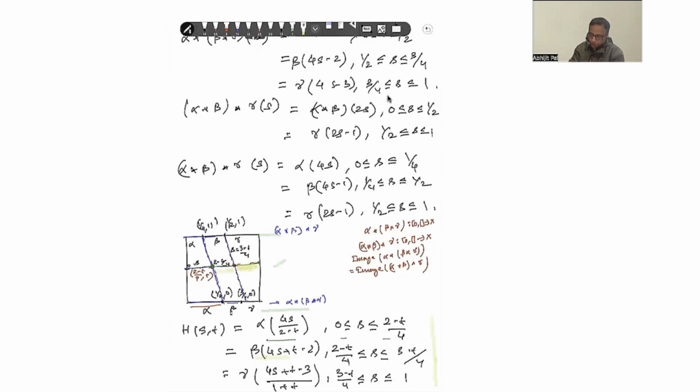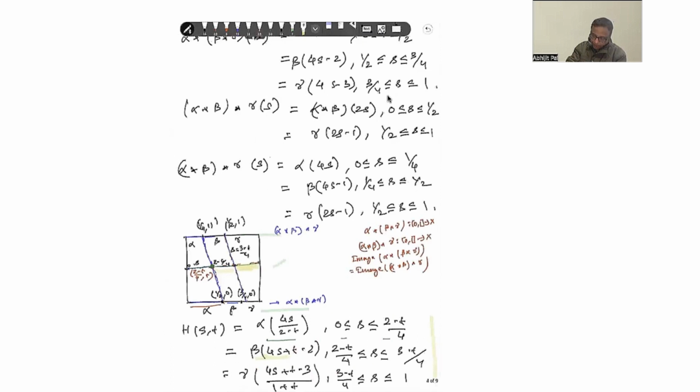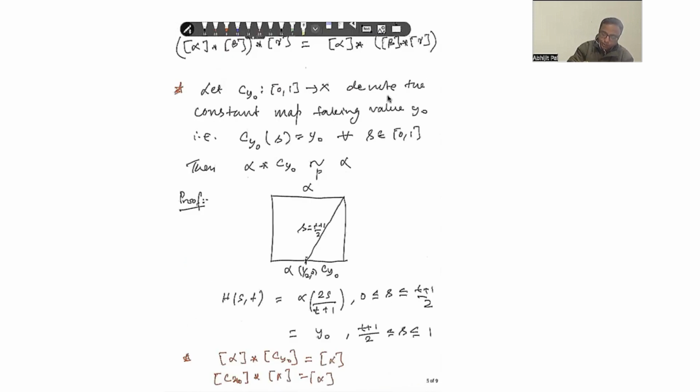So this is my definition of this capital H. And now you can check that at time t equals 0, H of s comma 0 will give you the path alpha star of beta star gamma. And at time t equals 1, H of s comma 1 is nothing but alpha star beta, and then you concatenate with gamma. So therefore these two elements are the same in the quotient space.